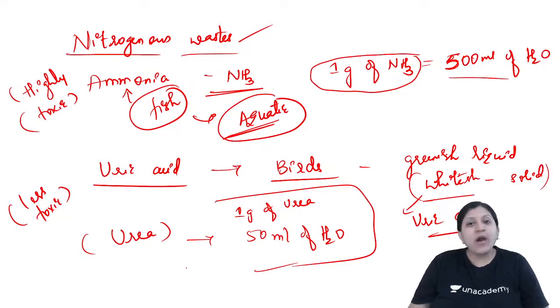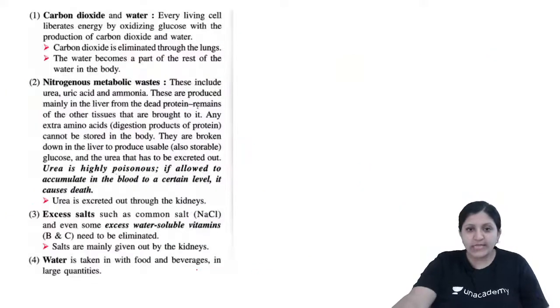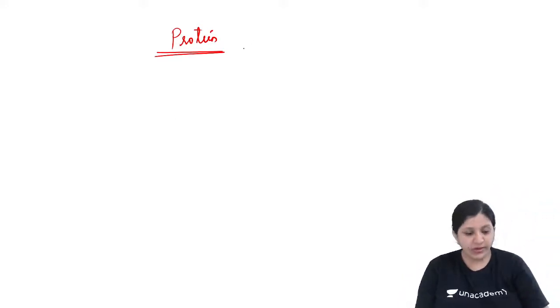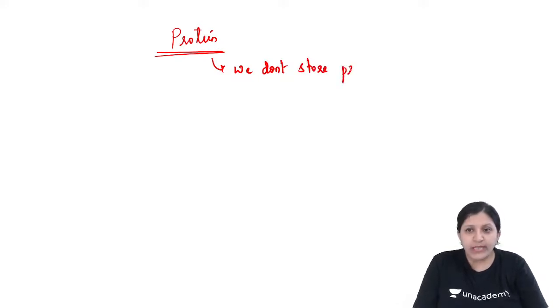So how exactly does the formation of urea occur in our body? You consume an excess amount of protein, right? Whenever you consume an excess amount of protein, this protein will not be stored. We don't store protein in our body.